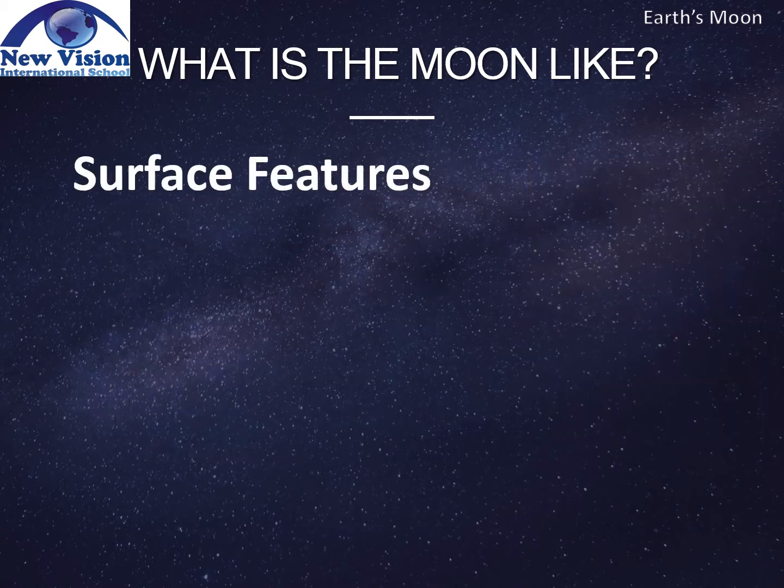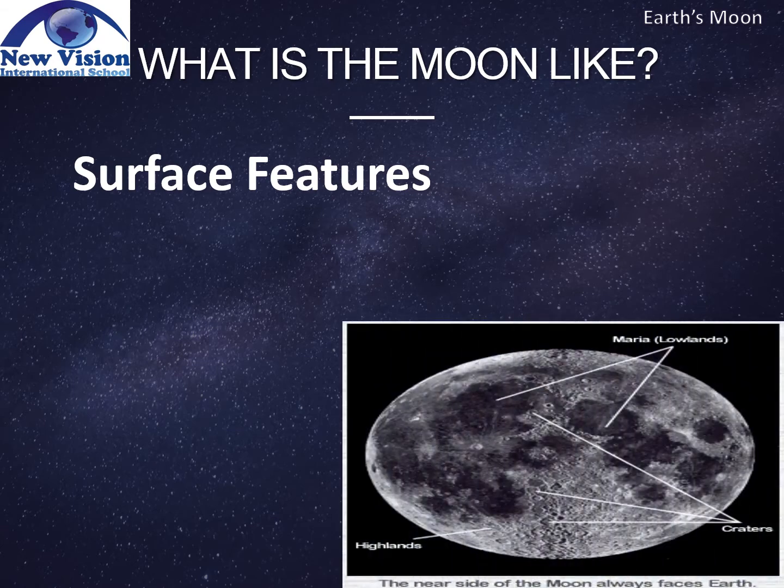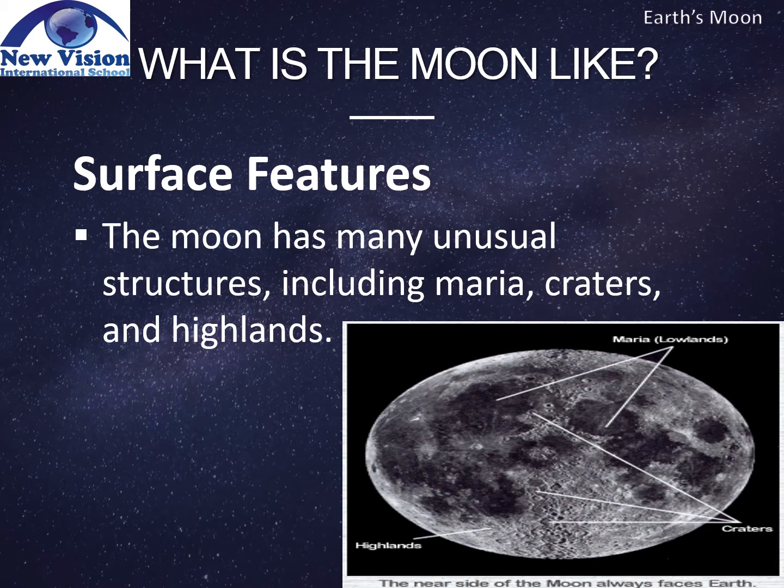Surface features. We all know what the moon looks like. It's always looked the same during our lifetime. In fact, the moon has looked the same to every person who has looked up at it for all time. The moon has many unusual structures, including maria, craters, and highlands.